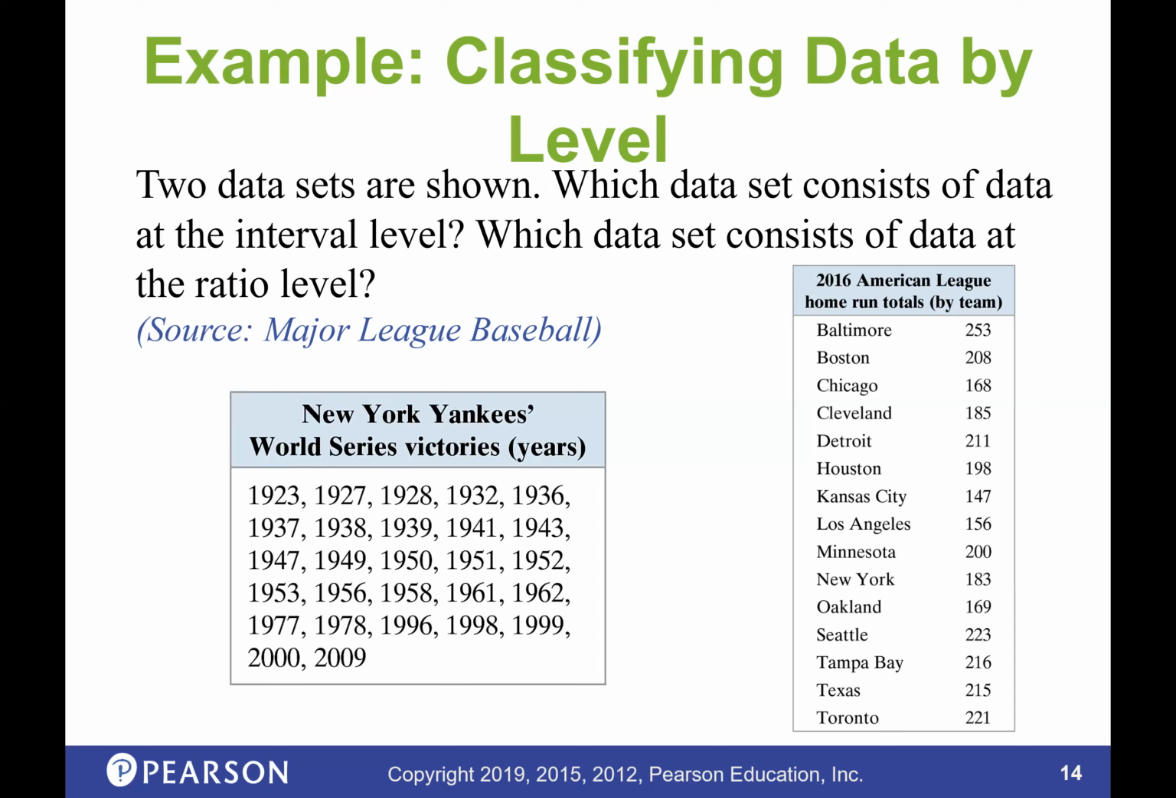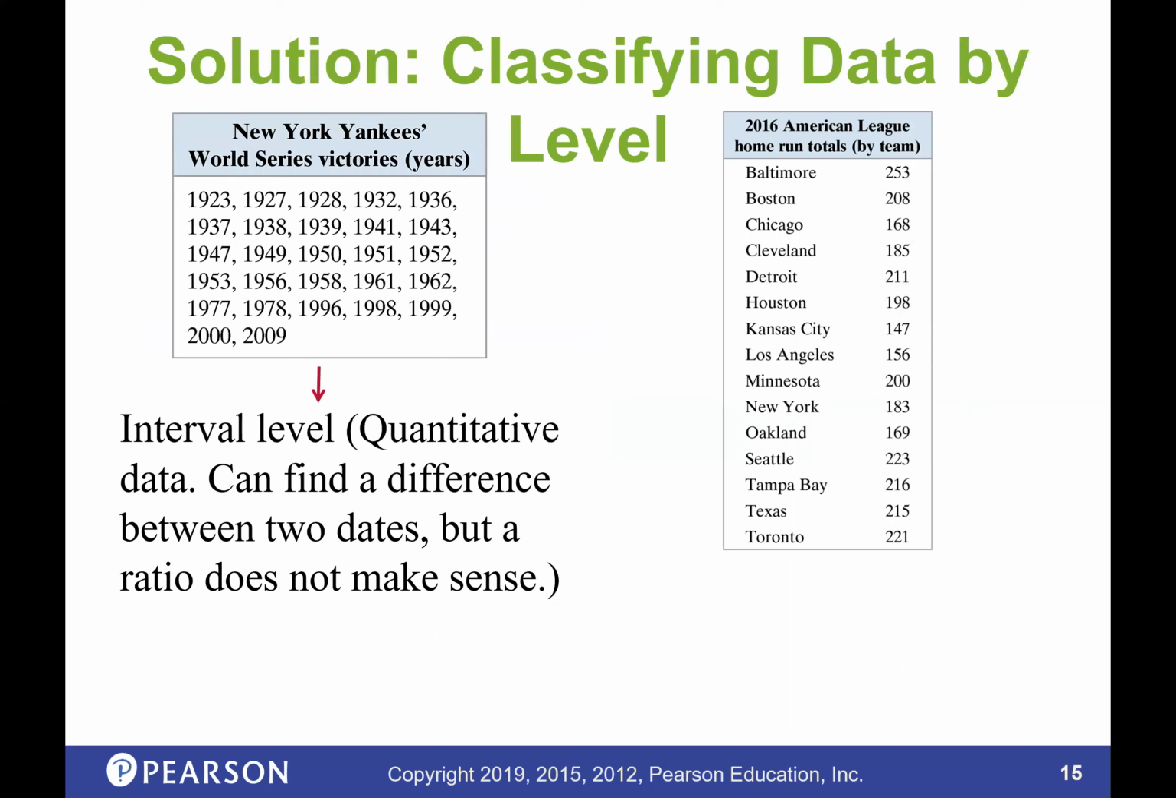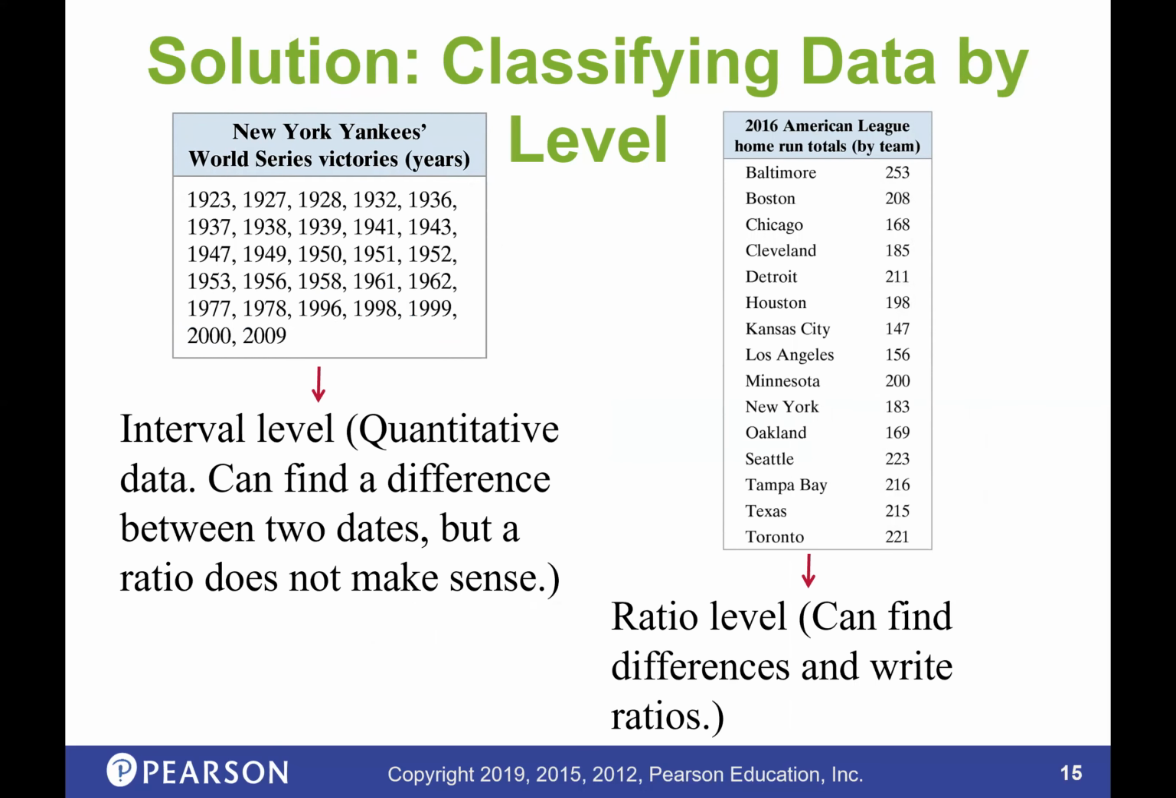On the other side, Jacqueline, back to you. Ratio. This is the home run totals. If the American League home run total was 0, there's nothing below 0. And 200 home runs is double 100 home runs. There's a ratio difference there. And 100 home runs plus another 100 home runs will give you 200 home runs. So in math, most of the time we deal with the ratio level.